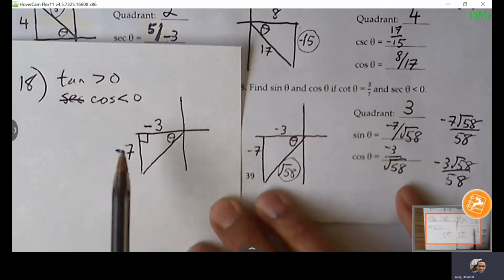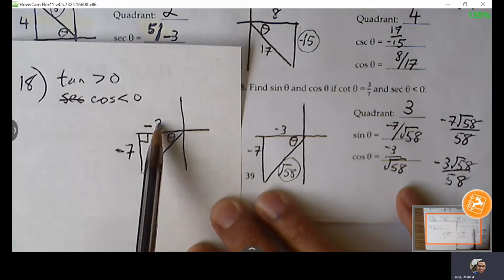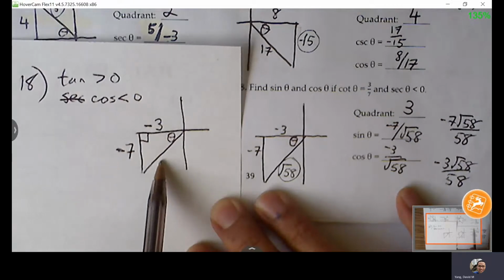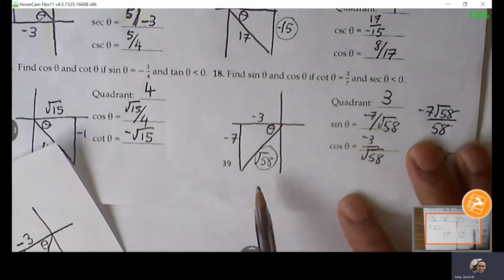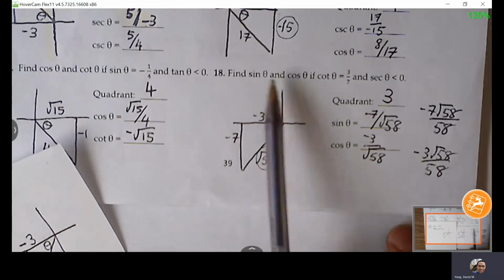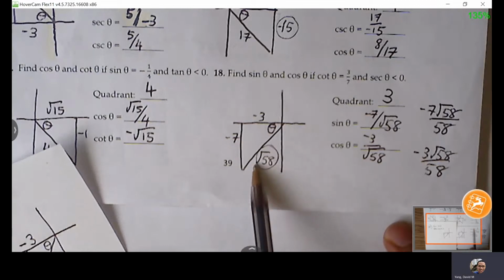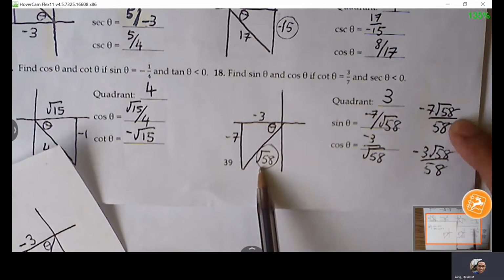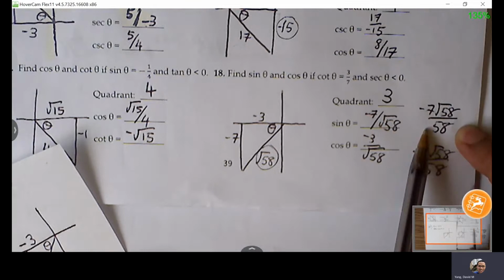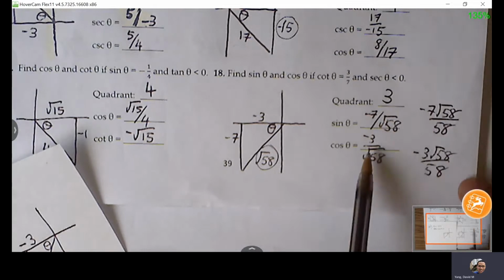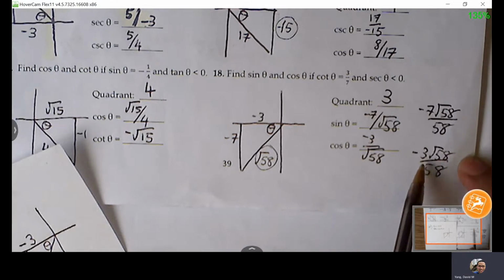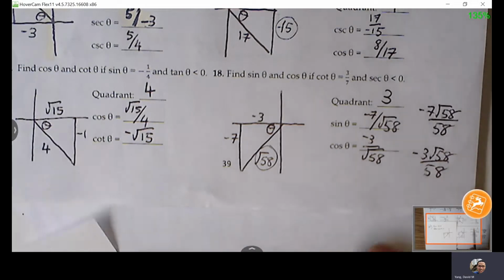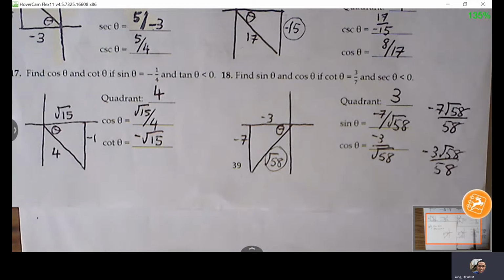Okay, the rest, I need to find this missing side. Pythagorean theorem, a squared plus b squared equals c squared. Solve for c, I get square root of 58. And once I have the square root of 58, now I'm ready to find sine and cosine. So sine is just opposite over hypotenuse. I can rationalize the denominator, -7 root 58 over 58. And then cosine is adjacent over hypotenuse. Rationalize the denominator, -3 root 58 over 58. Okay, does that answer your question? Yeah. Okay.